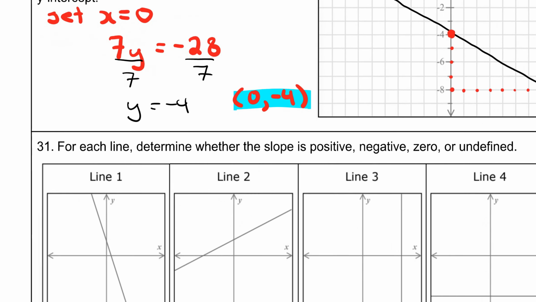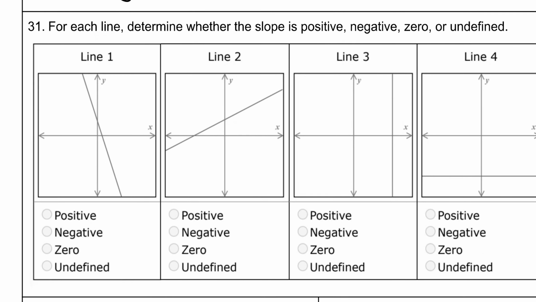Okay, so we want to question number 31. For each line, determine whether the slope is positive, negative, 0, or undefined. Okay, a very quick way to do all these problems is you always put a person on the far left.